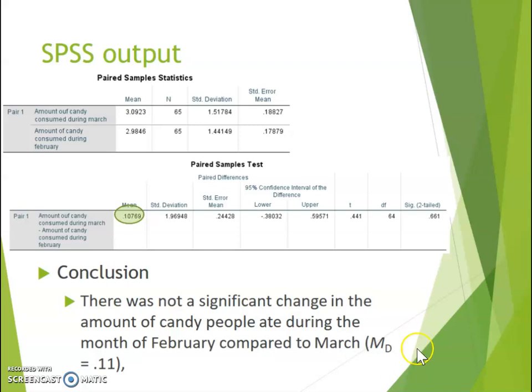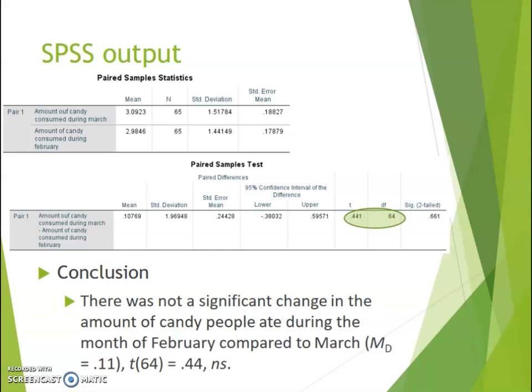So you will notice though that I've reported the M subscript D. That reflects the mean difference score. So in the related samples or paired samples t-test, primarily what we're interested in is how people changed over time. So the mean difference score reflects the average amount of change that people had from March to February in terms of how much candy they were consuming. And so you'll find that mean difference score right here in the paired samples t-test box. You'll also notice that I rounded that to 2 numbers after the decimal point to comply with APA style.